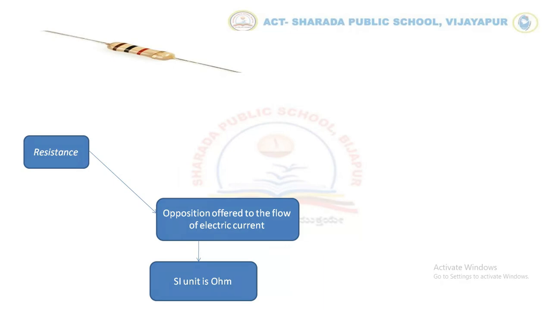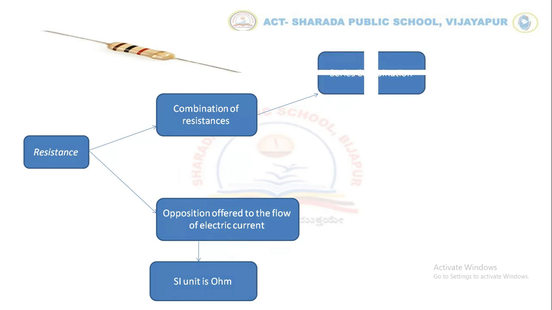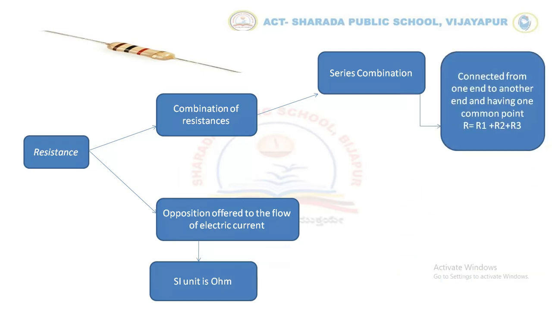All the resistance are connected in different combination to get required value of resistance. That's why there are two types of combination. One is series combination. To get maximum value of resistance, connect a resistance in series combination. When resistance are connected from one end to another end and having one common point is called series combination. Its mathematical expression R is equals to R1 plus R2 plus R3.